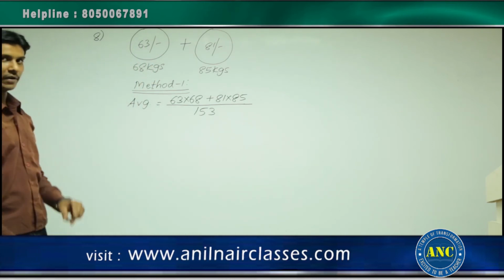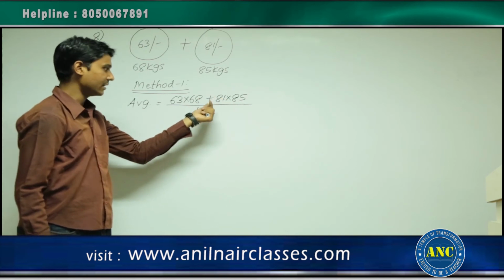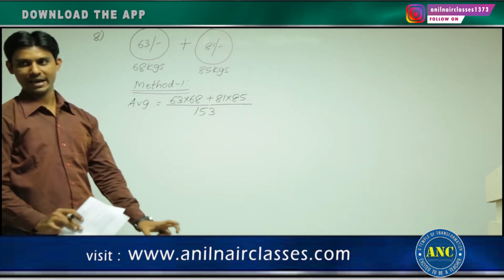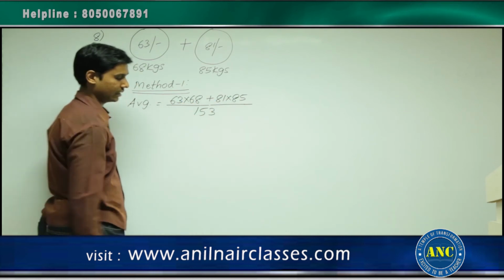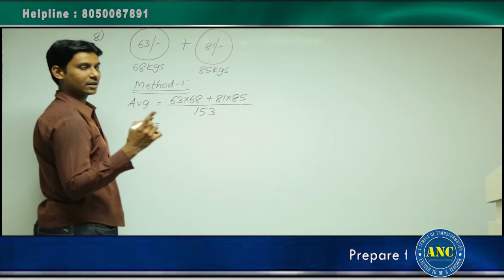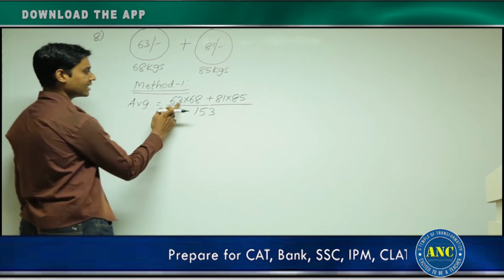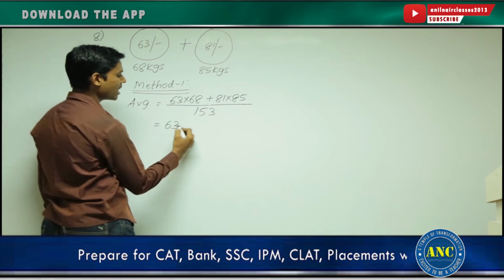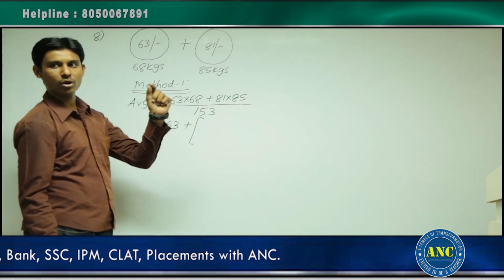Now see here. One way to solve it. Multiply these two numbers, add it, divide by 153. You will get the answer. But it is a very, very tedious process because the numbers are bigger enough. Right? Now see here. If you remember, we discussed some concept called as tentative average. Right? Tentative average. Now, I will take the tentative average as 63. Why am I taking it as 63? Why don't I take it as 60 or some other round figure?